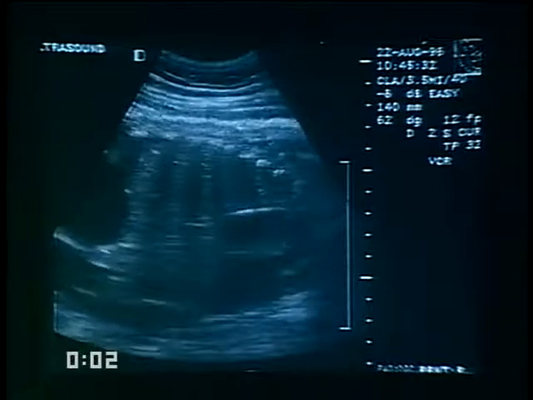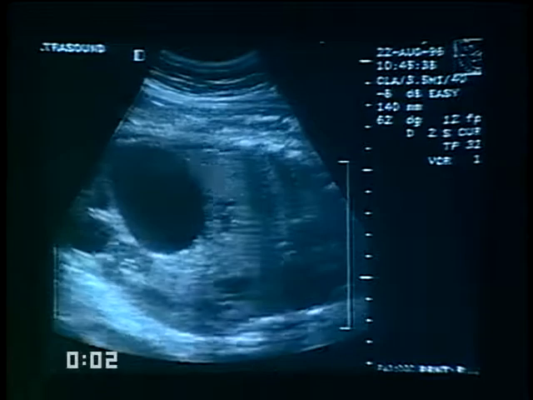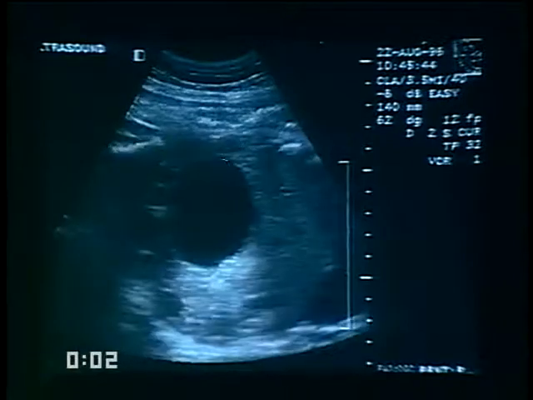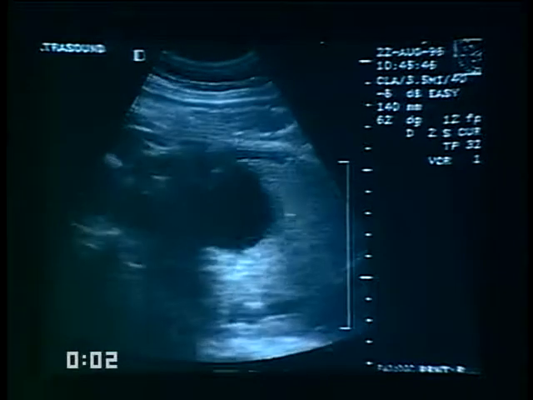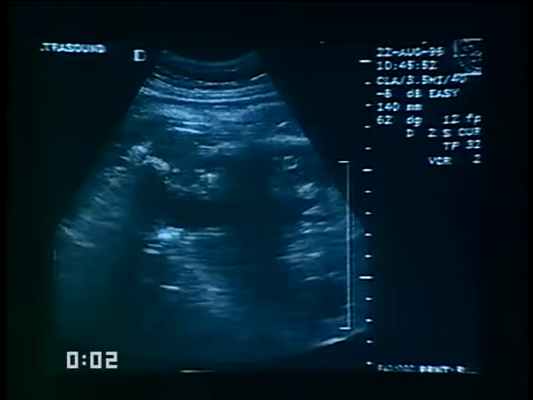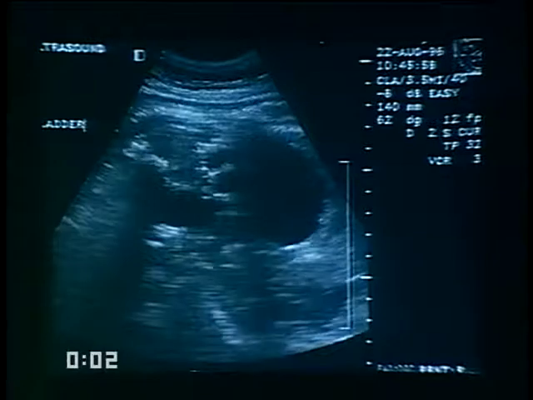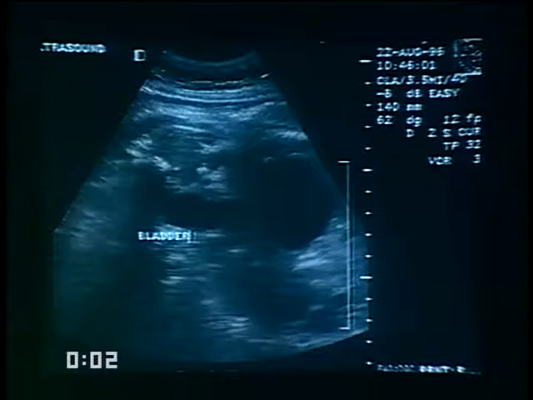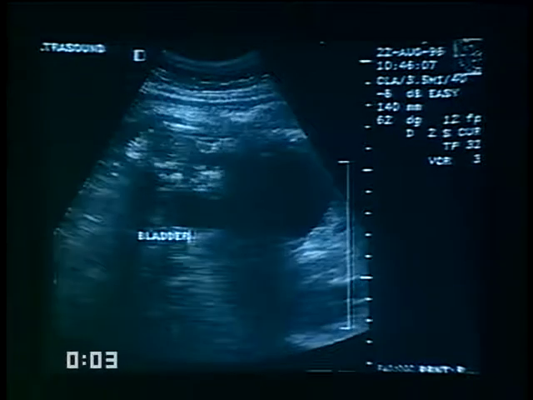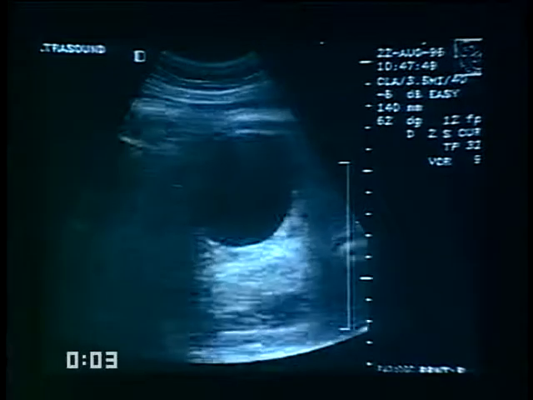Case 3. This is the chest. We can see the ribs. We can see the heart beating here. So we're coming down to look at something that's abnormal in the abdomen. And we see this big cystic mass. And we've labeled this cystic structure the bladder.